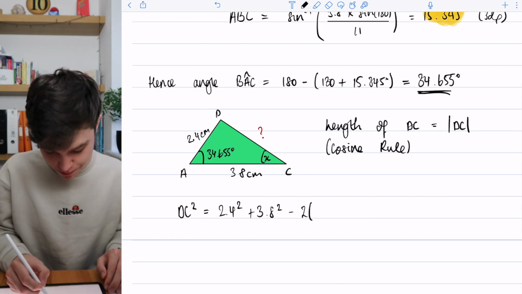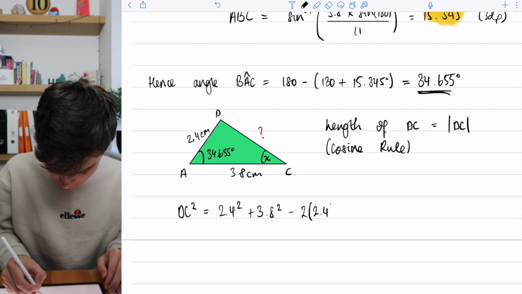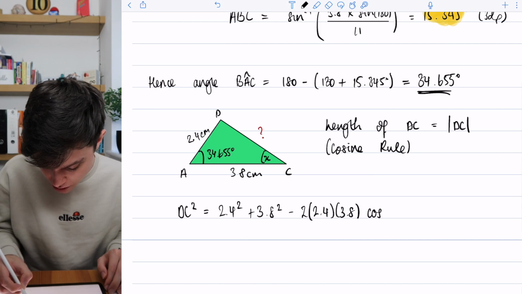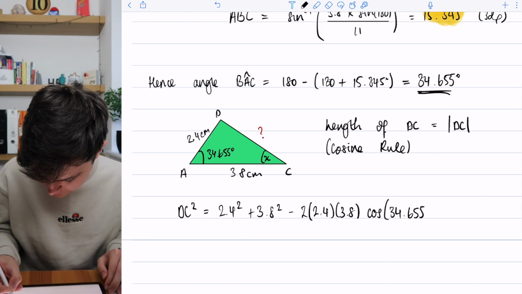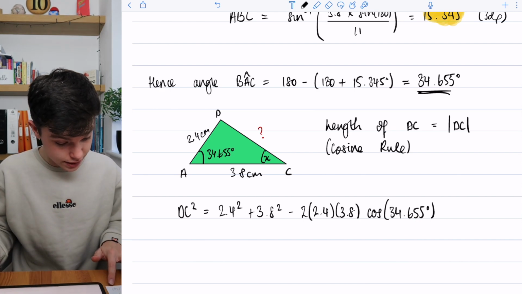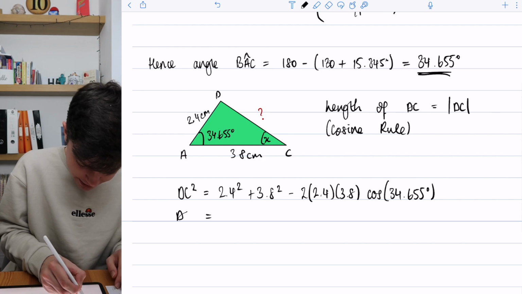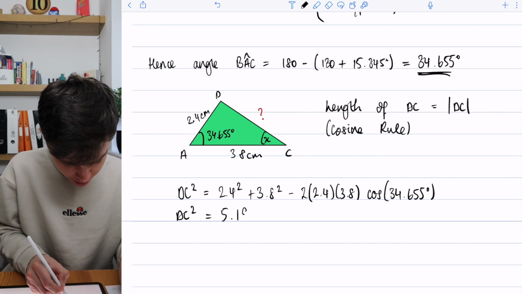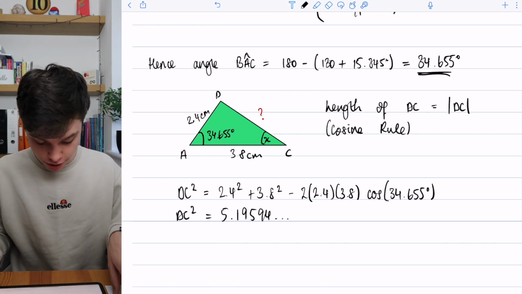2 times AB, which is BC, 2.4 times 3.8 times cos of the angle between them, 34.655 degrees. When you put that in your calculator, you get DC squared is equal to 5.19594, and that carries on.